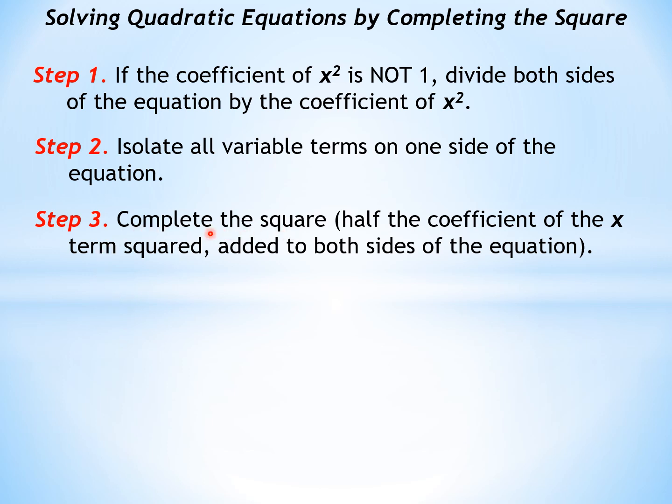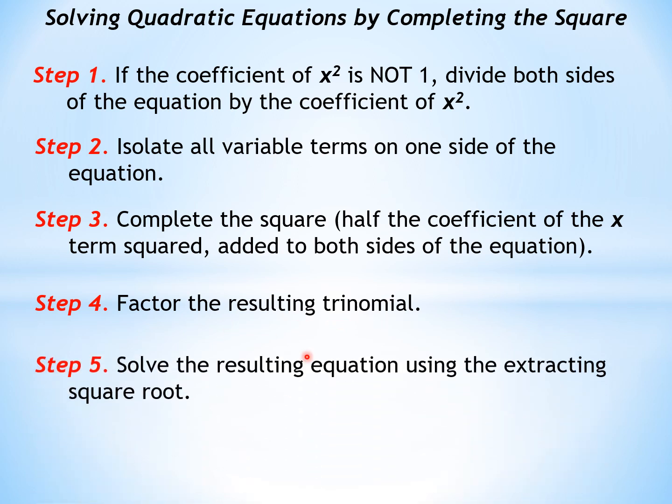Step number 3, complete the square. Paano ba natin ma-complete yung square? Half the coefficient of the x term squared, or in formula, that is the quantity of b divided by 2 squared. After that, add to both sides of the equation. Step number 4, factor the resulting trinomial. Dito pumapasok yung activity natin kanina. Magiging square of a binomial siya.